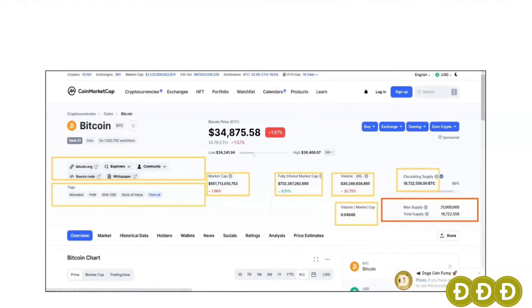Right beside the More option, you can see the market cap value of Bitcoin, which is 651,713,010,753. It is the total value of Bitcoin in circulation. Beside the market cap option, you can see fully diluted market capitalization, that is 732,387,262,690. And on the right side, just before the total supply, you can see the volume of Bitcoin, that is 30,249,939,865.